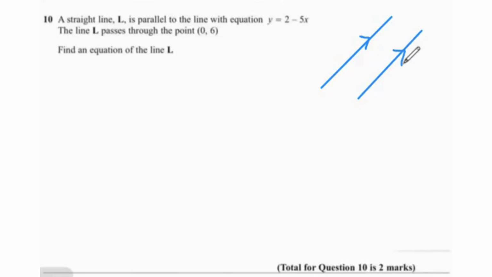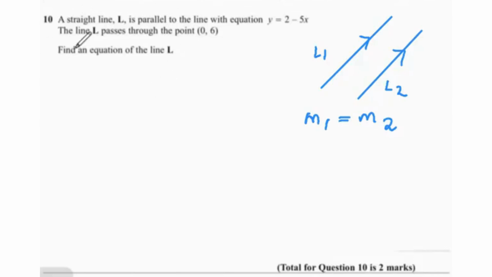Two lines are parallel if they do not intersect. So these two lines will never meet. So this is line 1, this is line 2. If two lines are parallel, the gradient of line 1 will always equal the gradient of line 2. And this is the exact reason why they will never intersect.